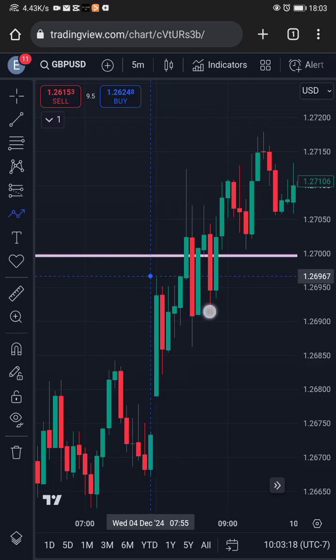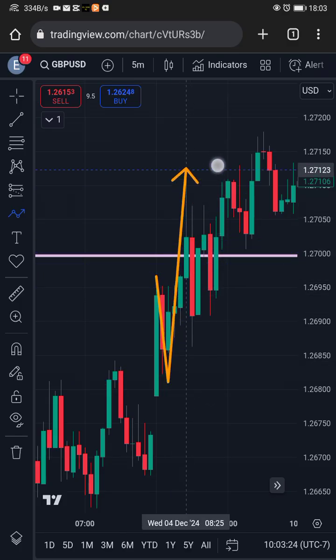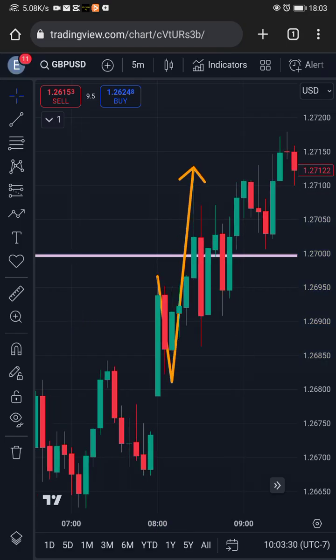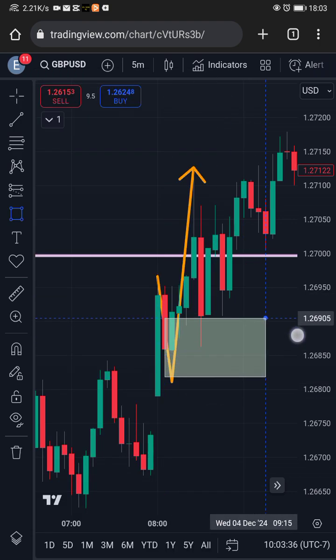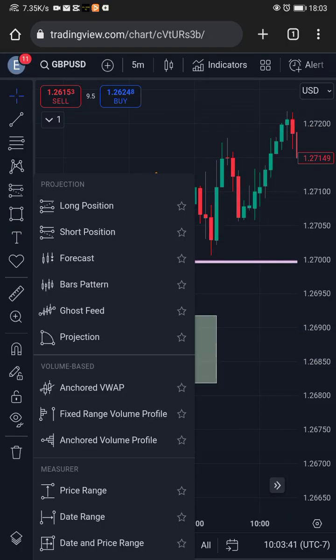From this zone we have a pullback, then we have a candle that closes above that zone. So where did that candle come from? It came from this very zone. So you marked it out. It came from this zone. You marked it out. Once that happened, that is where you place your trade.